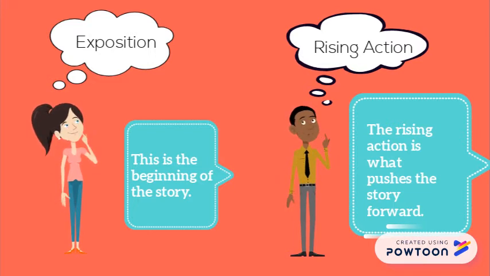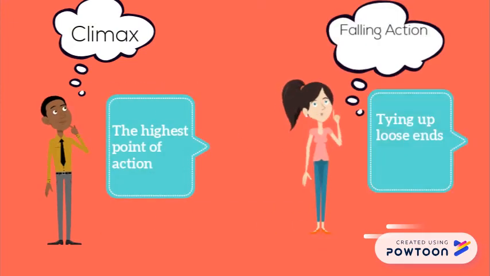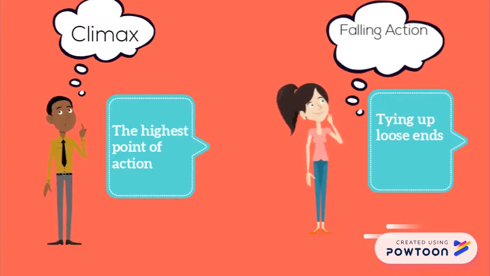The rise in action is what builds into the climax of the story. So what causes this character to push forward? The climax is the highest point of the story. This is where all the action takes place. This is where the character is introduced to the conflict. Things are just picking up in the story.